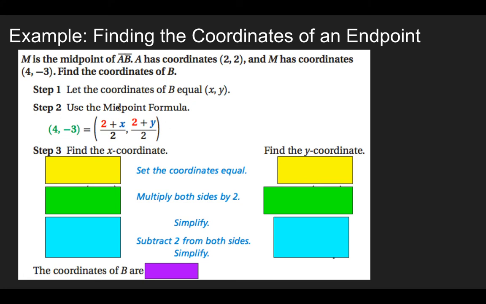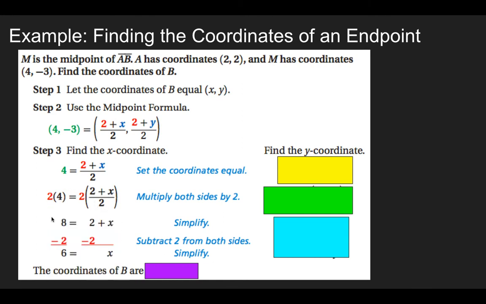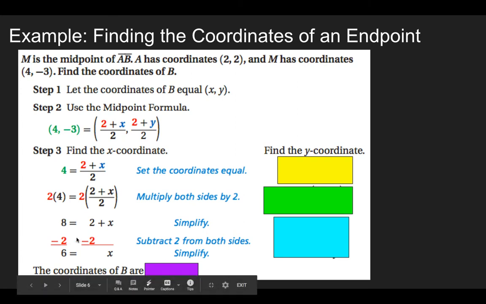Once I get this formula set up, I'm going to find the x coordinate. I'm going to take this x, set it equal to this x, and it's going to look like this. So 4 is equal to (2 plus x) over 2. Then I'm going to multiply both sides by 2. So this 4 turns into an 8, and this 2 divides away. From here I get 2 plus x is equal to 8. Then I can just solve it. Subtract 2, and I get x is equal to 6.